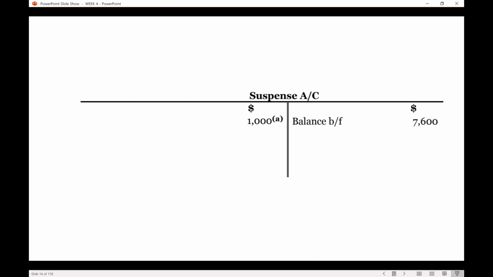So here we're seeing for A, you have on the debit side of the suspense, the 1,000. You can always open each individual account, but you'll be doing that on your own this time around. So we've recorded the first error and we've corrected it.